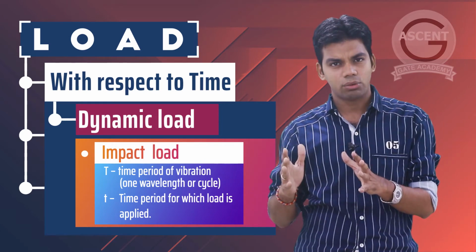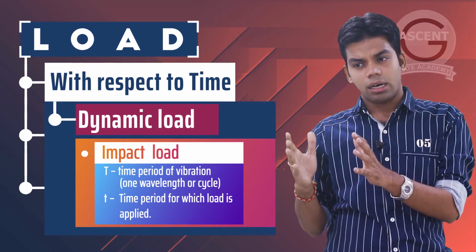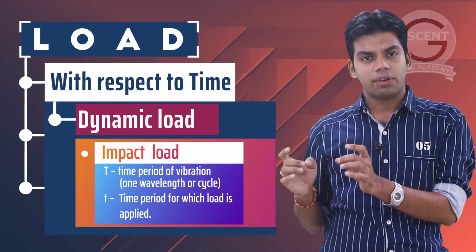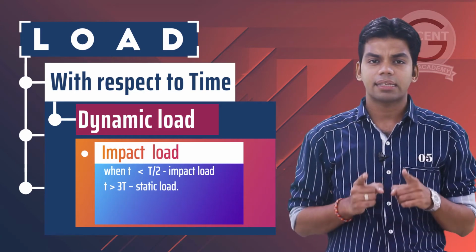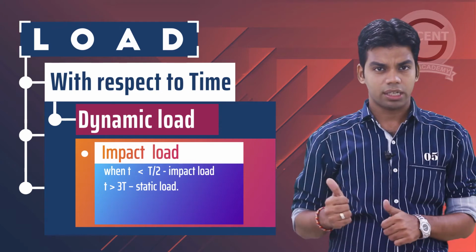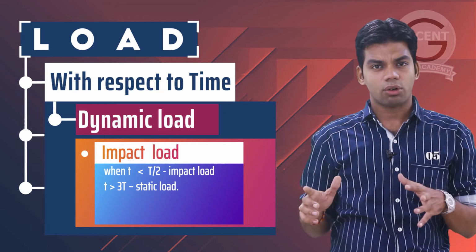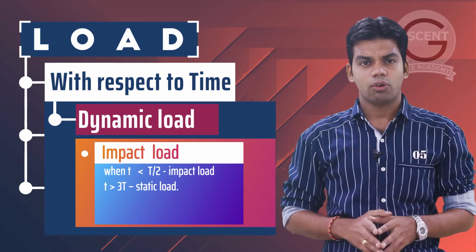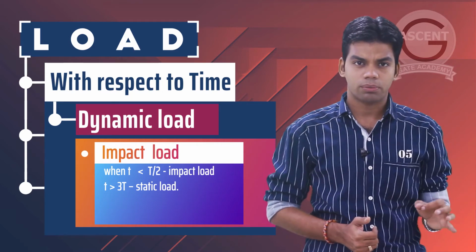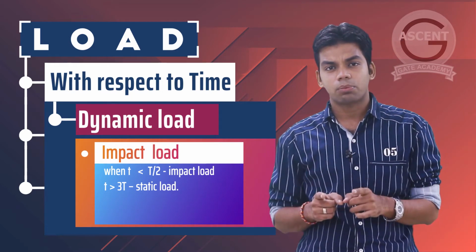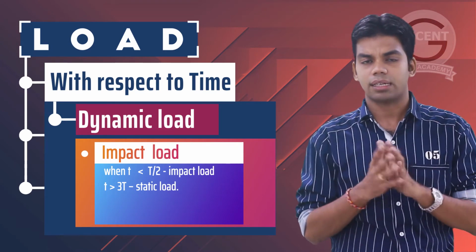I am assuming we know that the time period of that particular wavelength of vibration is, let's suppose, capital T. Small t means the time for which the impact is acting. Capital T means the time period of vibration, the time period of the wavelength. So if this small t is less than capital T by 2, then you can call it impact load. And if this time period small t is greater than 3T, then it will become the static load.